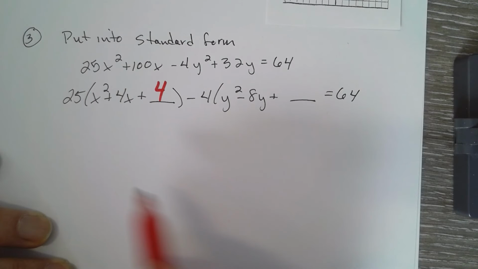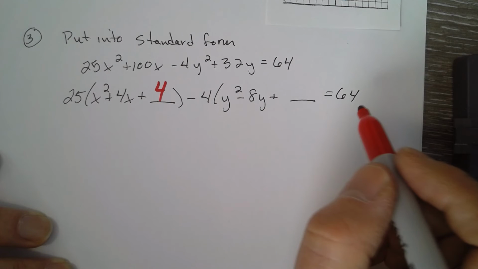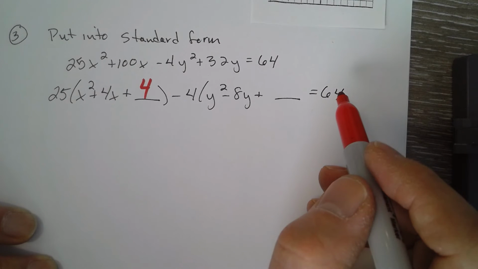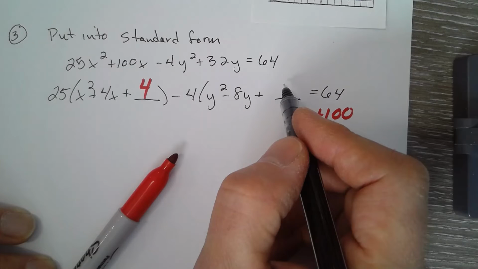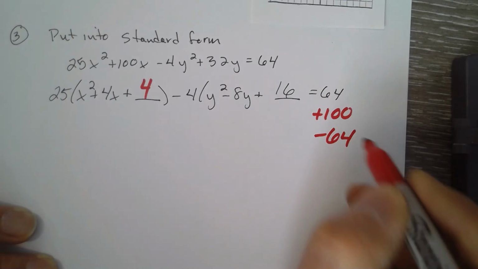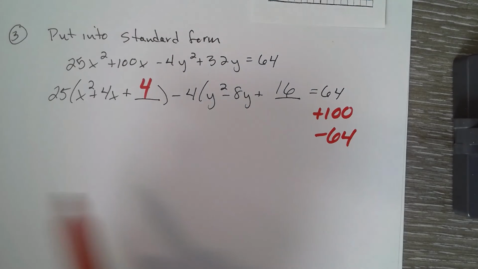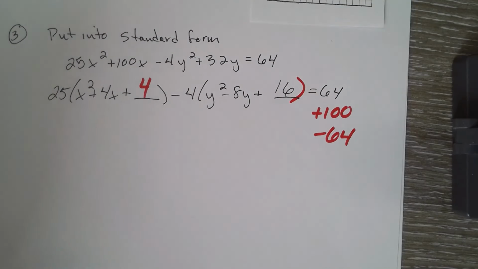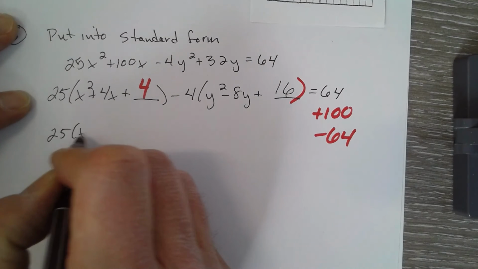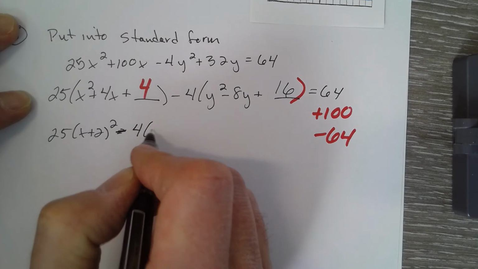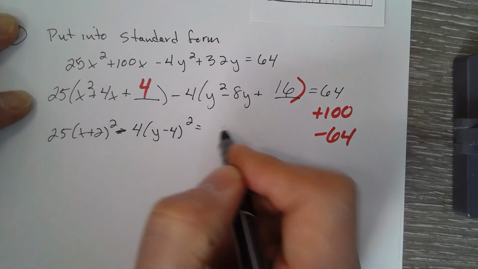So I'm going to add how much to the right side? 100. Half of negative 8 is negative 4, squared is 16. So I'm now subtracting 64 from each side, because that's negative 4 times 16 is negative 64. All right, so now I have 25 times x plus 2 squared minus 4 times y minus 4 squared equals 100.